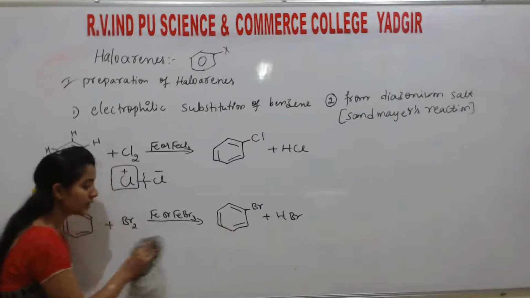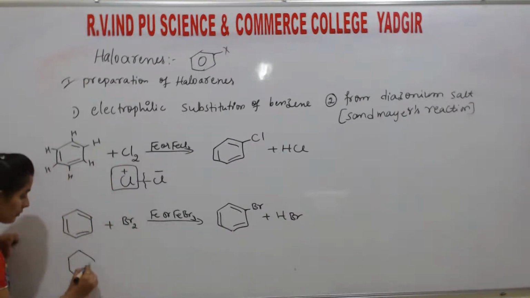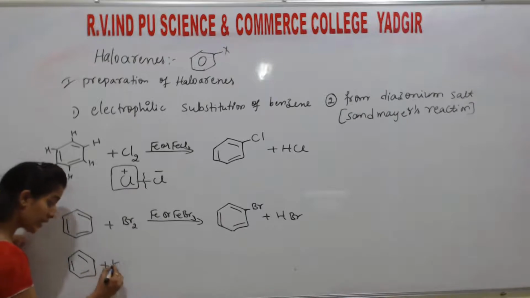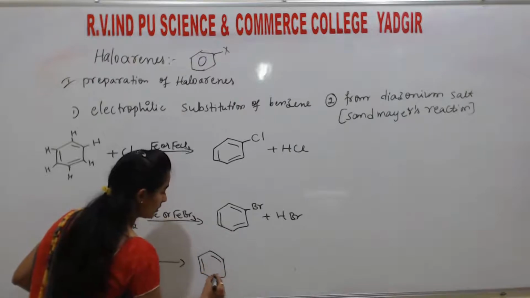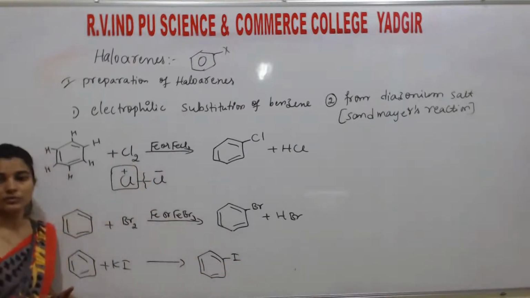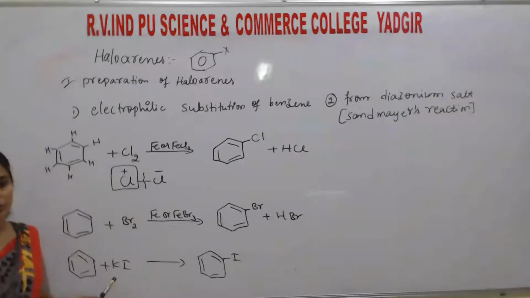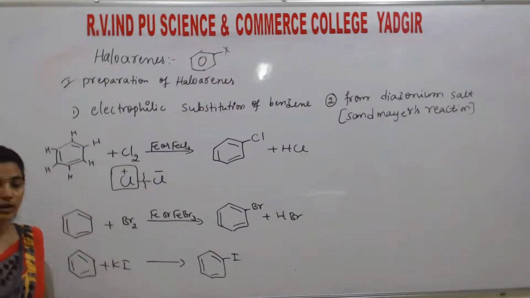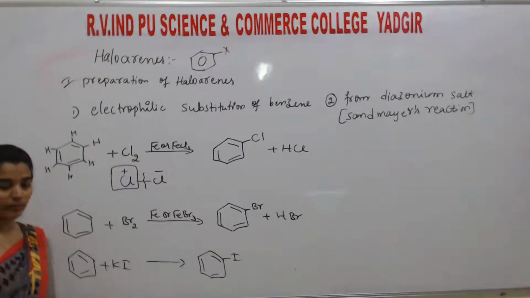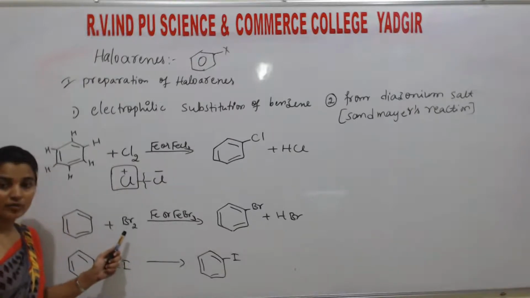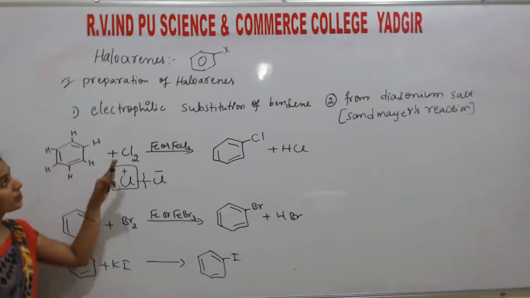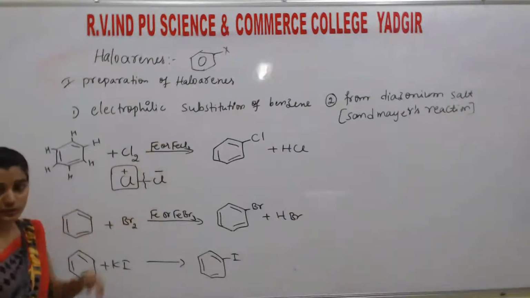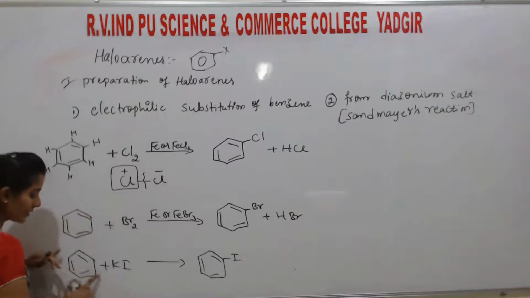But when this benzene reacts with KI, then it forms iodo compounds. That means if it reacts with salts of iodine, then they have the capacity and the iodo compounds of benzene will form. But this type of halogen addition, the electrophilic substitution, cannot form. Understand? So this is all about the preparation of haloarenes from electrophilic substitution of benzene. So that's why I wrote this is not stable.